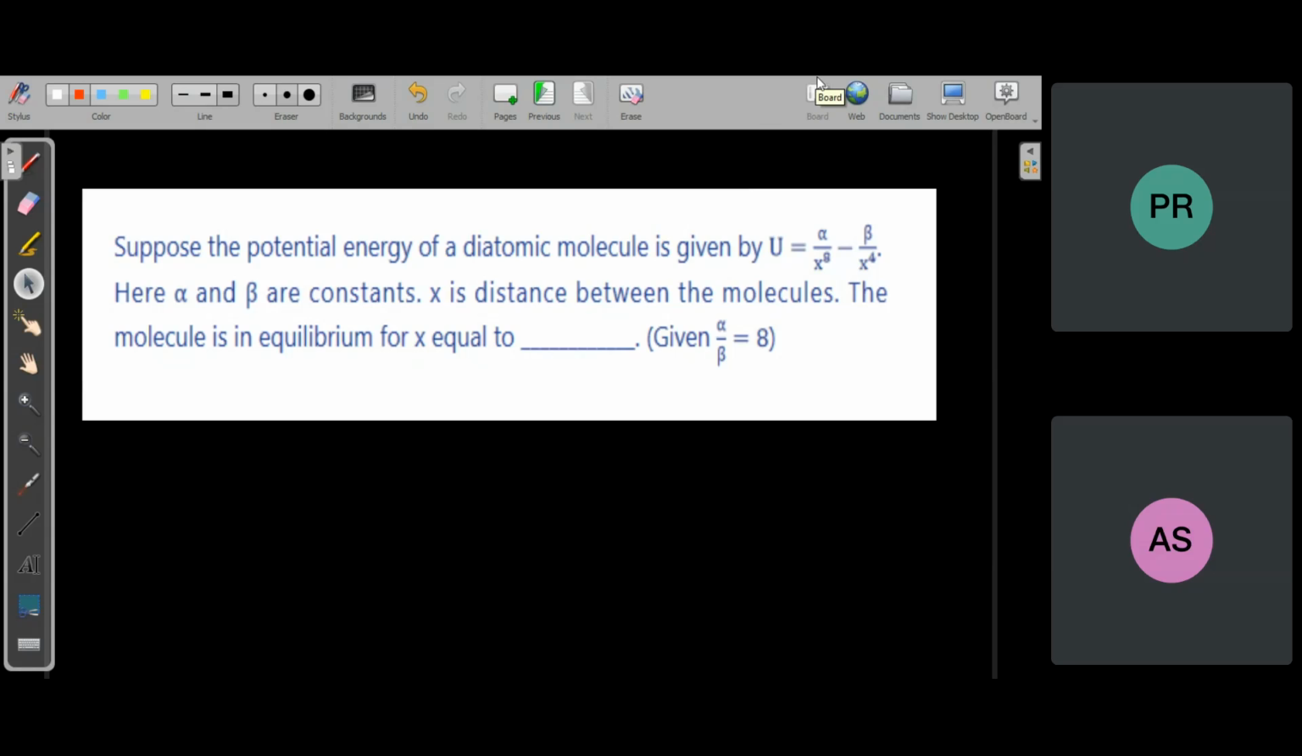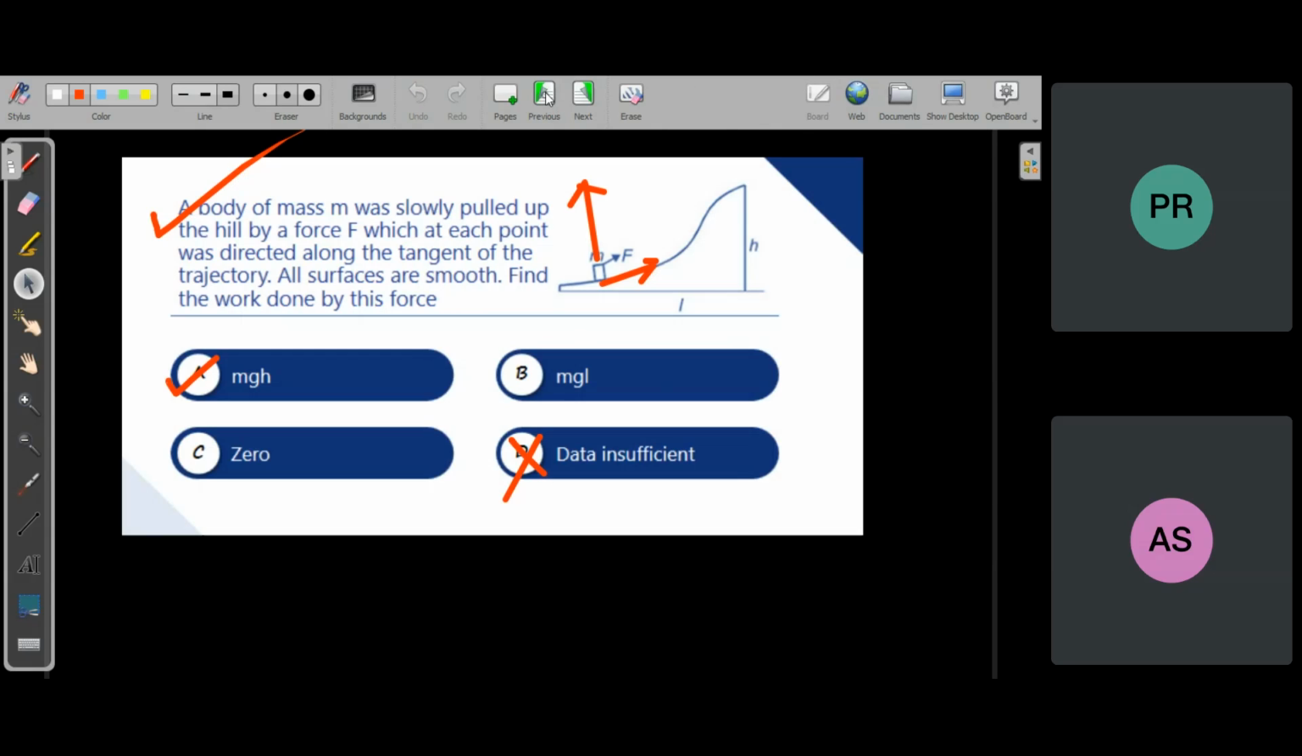In the last problem, since the normal reaction and displacement are perpendicular at each and every point, the work done by the normal reaction is zero. But the work done by the normal reaction will not be 0 always. There will be situations where the normal reaction is doing work.